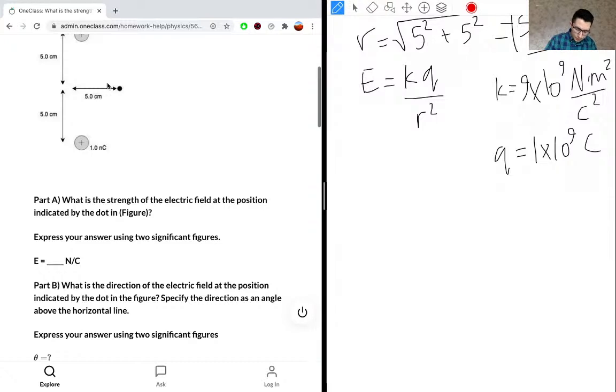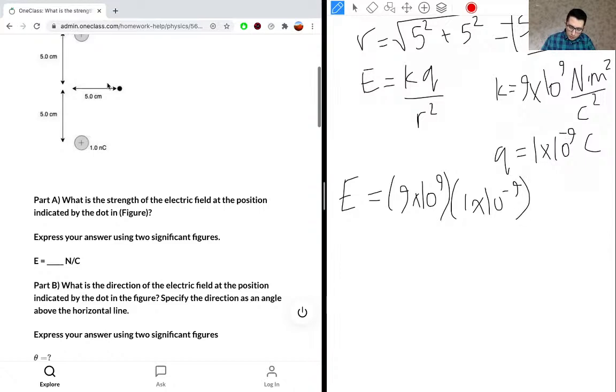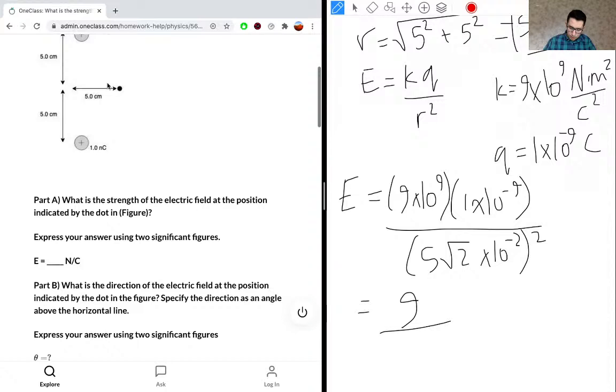So we get E equals 9 times 10 to the 9 times Q, which in this scenario is 1 times 10 to the negative 9, over r squared, which is 5 square root 2 times 10 to the negative 2, since we're converting this to meters, squared. So on top we have 9, and on the bottom we have 5 squared, which is 25. Square root 2 squared is just 2. And 10 to the negative 2 squared times 10 to the 2 is just 1. So we're left with 9 over 50.